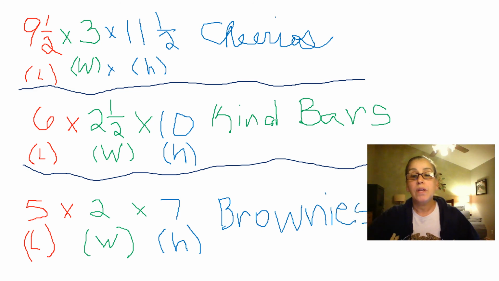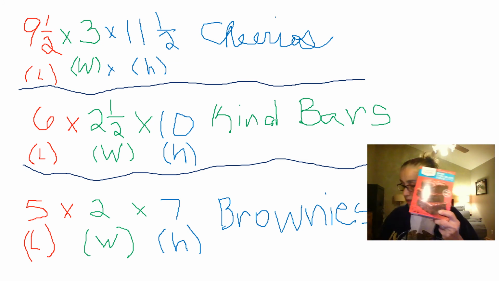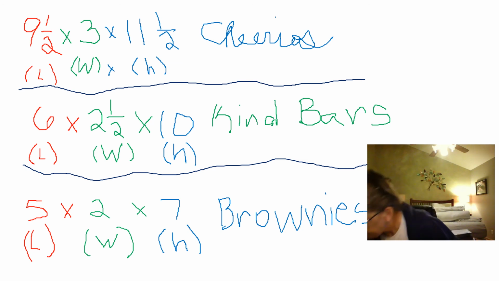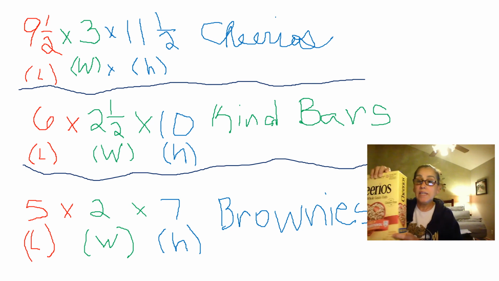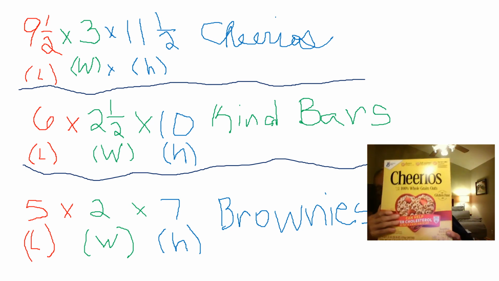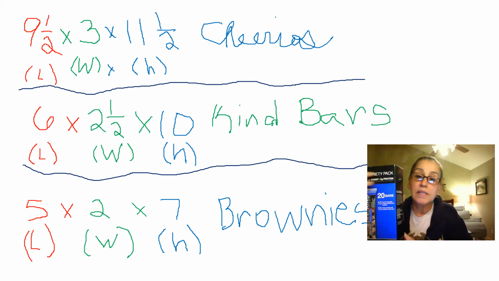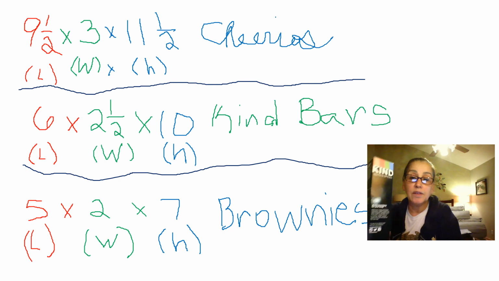There we go. So now we're going to figure out the volume, which is everything that's going to be inside of each of these boxes. Everything that's inside of here. Everything that's inside of the Cheerios box. And the space and volume inside of the Kind bars.